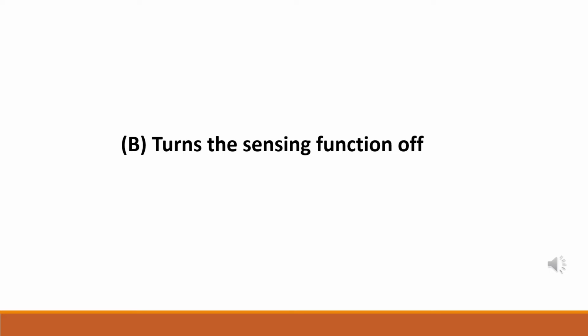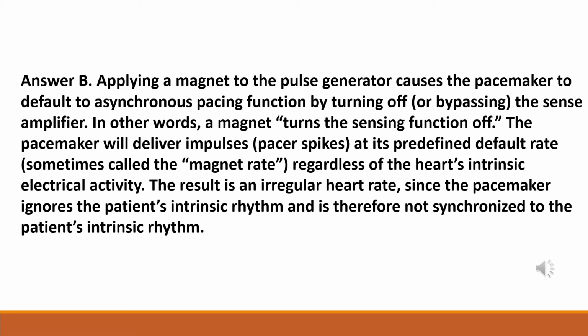B. Turns the sensing function off. Answer B. Applying a magnet to the pulse generator causes the pacemaker to default to asynchronous pacing function by turning off or bypassing the sense amplifier. In other words, a magnet turns the sensing function off.